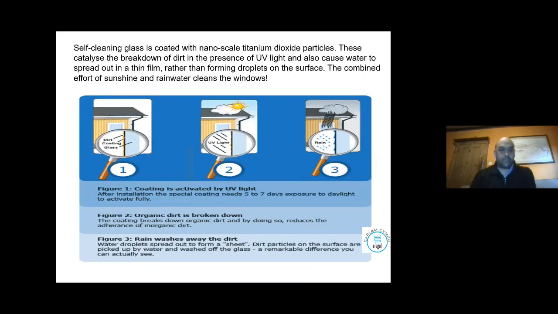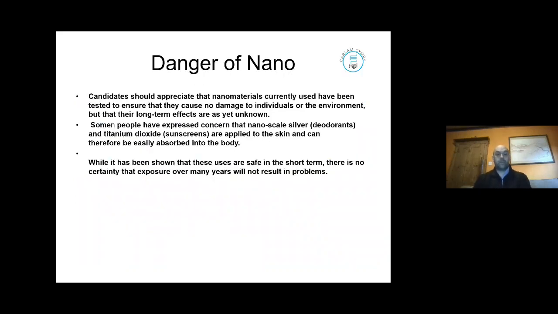Also, they use it on the coating of glass. So nanotitanium dioxide reacts with sunlight and water to become self-cleaning. So you never have to clean the glass. The glass cleans itself with UV light from the sun. So all good things worth knowing.